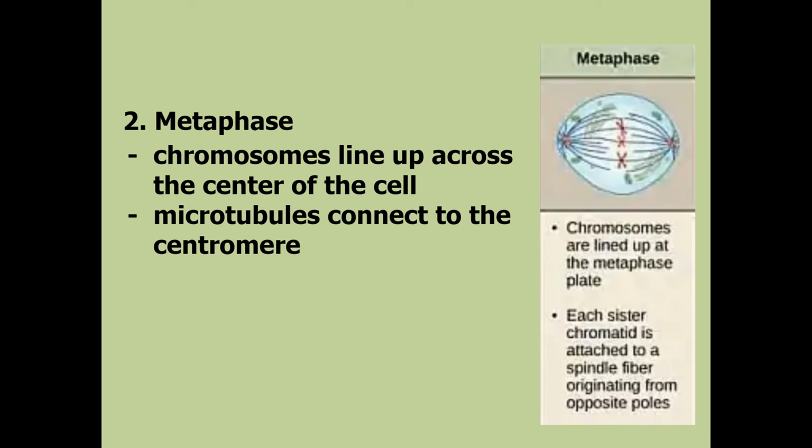So the second phase of mitosis is called metaphase, and it is when chromosomes line up nice and neatly across the center of the cell. Microtubules connect to the centromere. So you could see these microtubules starting to form and connect, and you see these chromosomes lined up nice and neatly in the very center of the cell. And now this is where the cell is going to eventually split. And so you have two different cells at the end for the result.